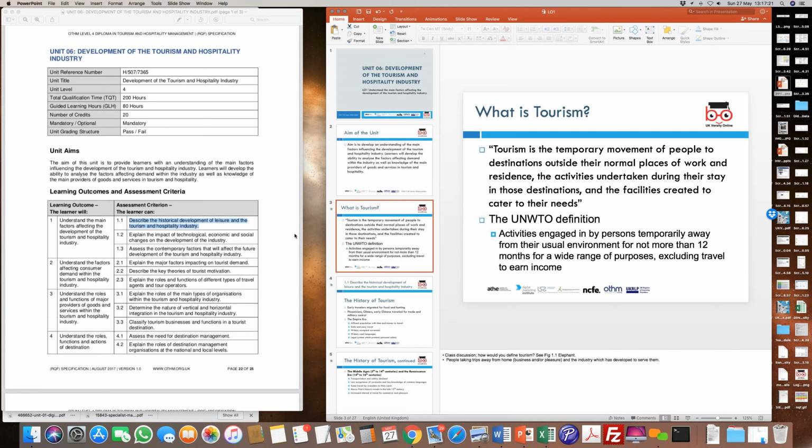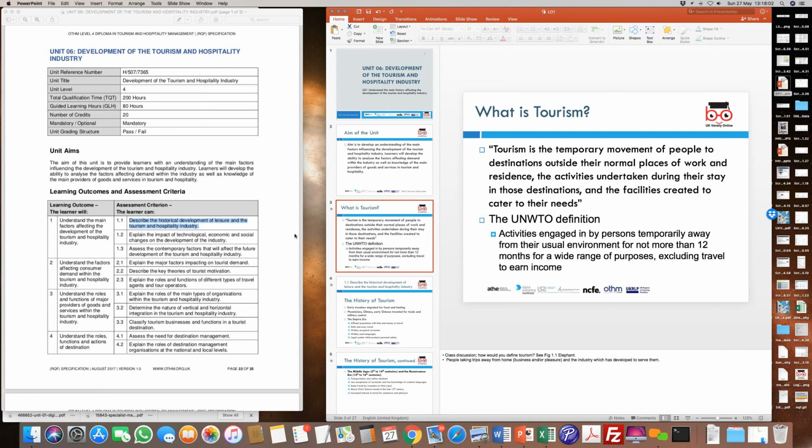The United Nations definition focuses on activities engaged by a person temporarily away from their usual environment. So they shy away from saying either it's work or residence, but for not more than 12 months for a wide range of purposes. So their definition is quite broad. Sometimes you have people going into a location, or companies posting their people as expats into destinations to set up a business or operations, and they also get a transfer going into that location on a temporary basis. But that temporary basis could be a duration of up to a year.